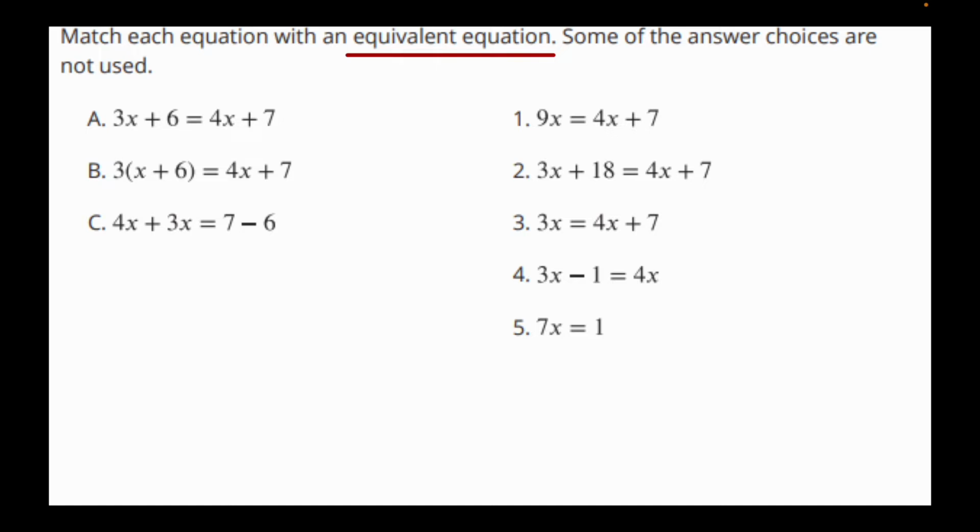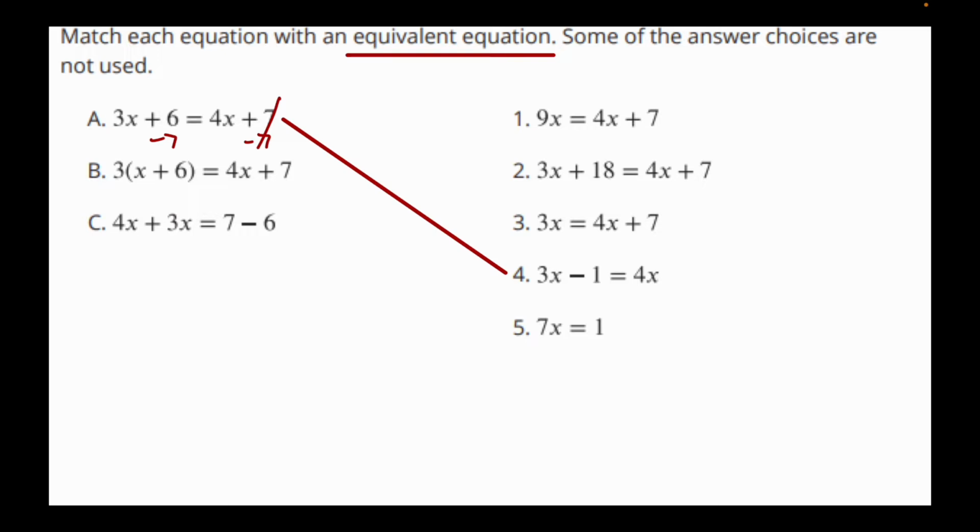So it looks like they're just moving this number, the 7, away from this side, the 4x. So we would subtract 7 from both sides. And what do you know? That would go away, and here we would get 3x minus 1, because 6 minus 7 is negative 1. So I am going to match this one here with, oh, that's the wrong one, with this one here. So A goes with number 4.